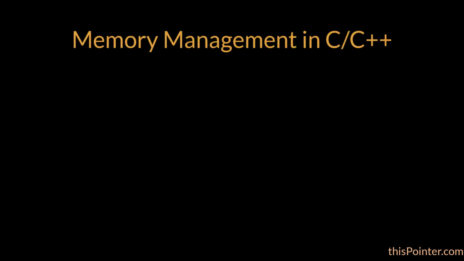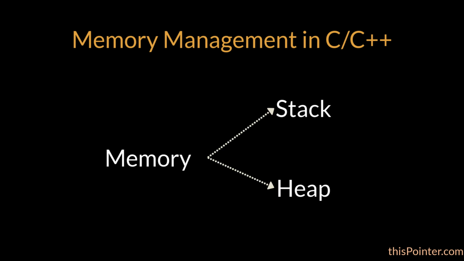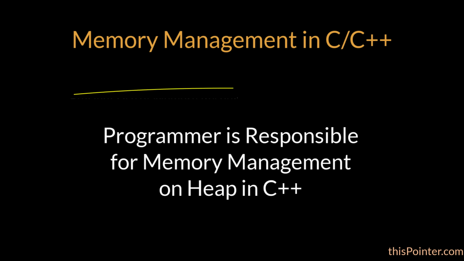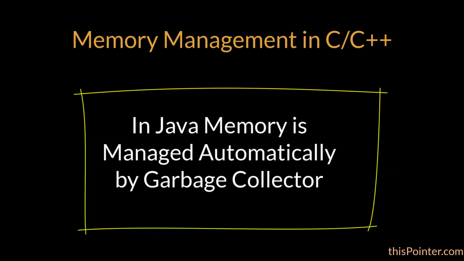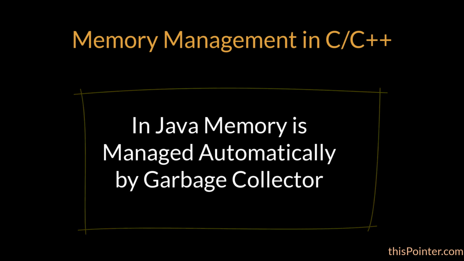Memory management in C and C++. In C and C++, memory is divided into two main parts, stack and heap. Stack is used for static memory allocation and the heap is used for dynamic memory allocation. Memory management in C++ is the responsibility of the programmer, who should consciously allocate memory whenever it's needed and deallocate it when it's not needed. This differs from language to language. Like in Java, garbage collection is performed automatically.